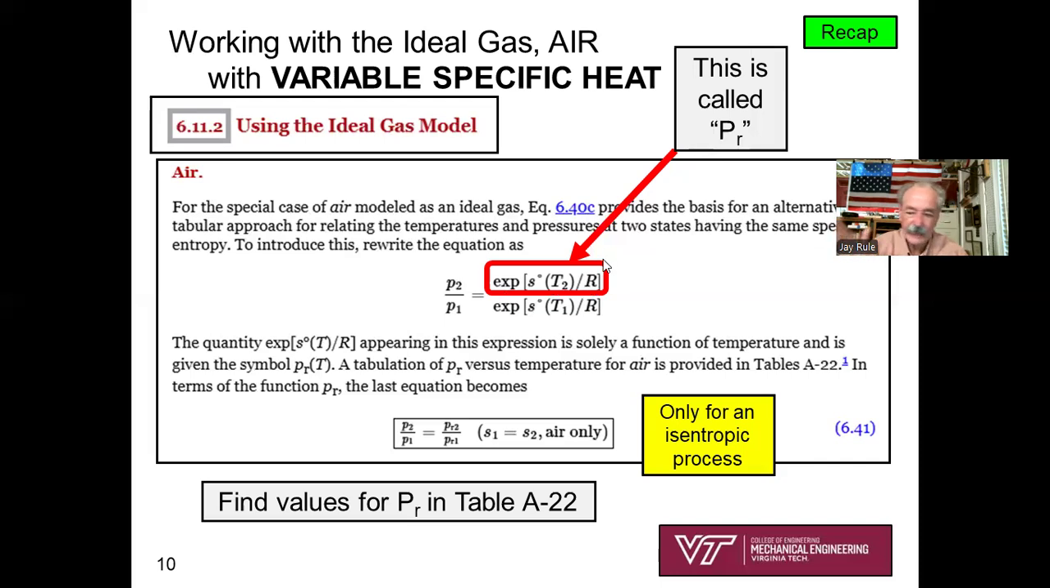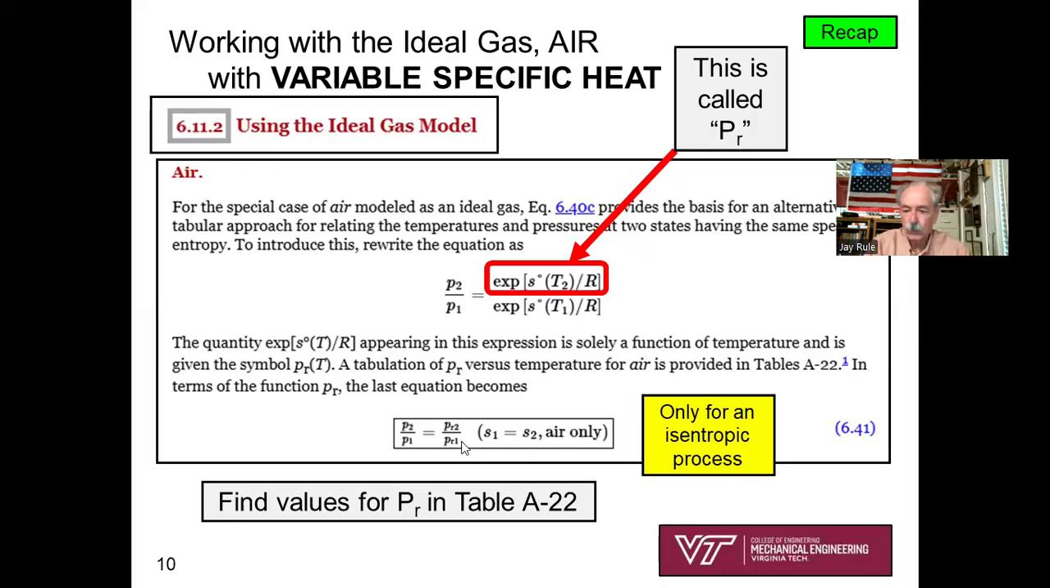Now that's different from the compressibility factor stuff. This is different from trying to figure out Z. Totally different. This is called P sub R. You say, well, what is this going to do for me? When you have air undergoing an isentropic process with variable specific heat, it turns out that P2 over P1 equals PR2 over PR1.